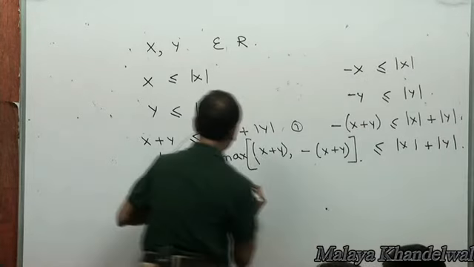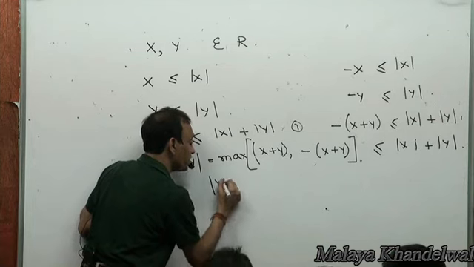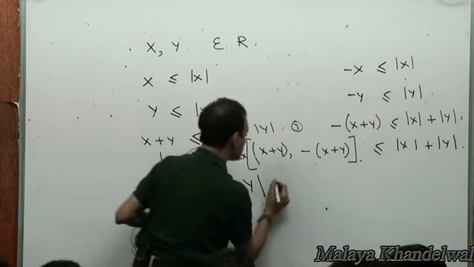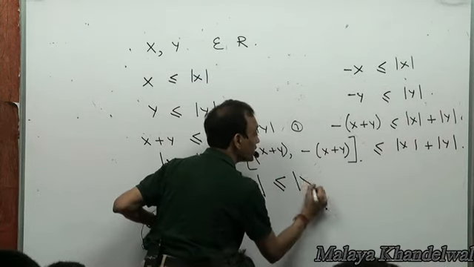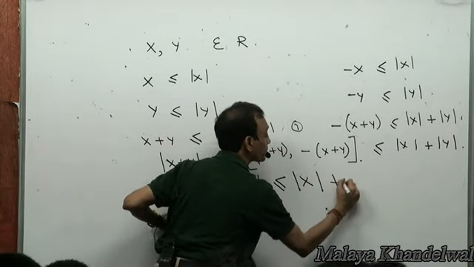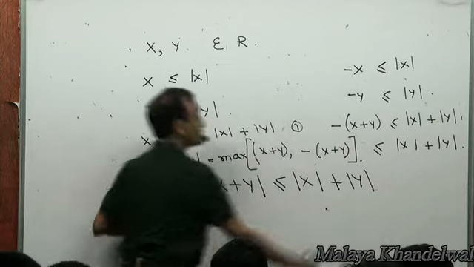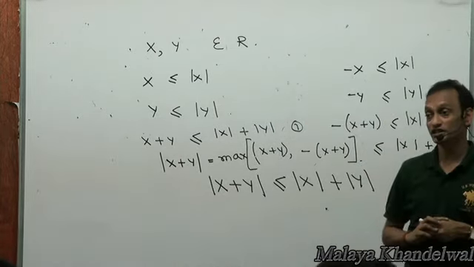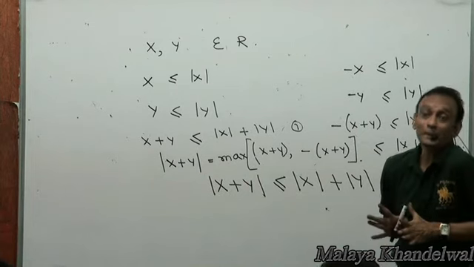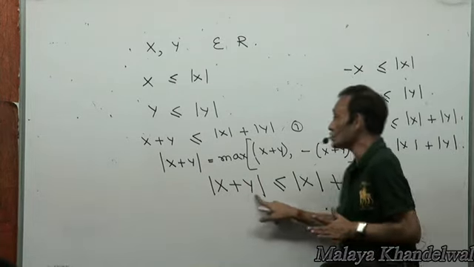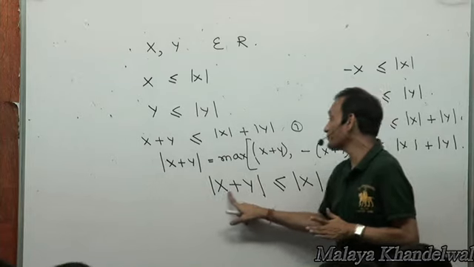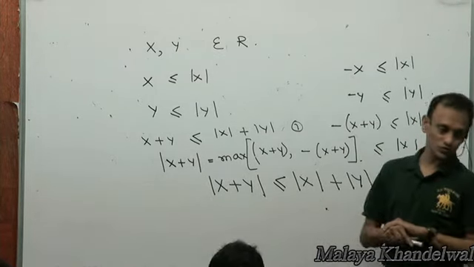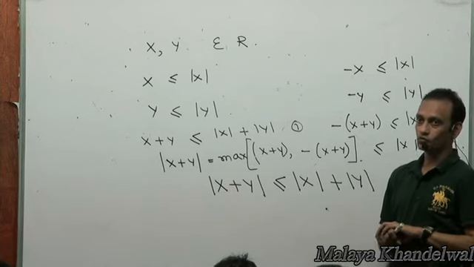Which means we come to a very pertinent inequality: mod of x plus y is less than or equal to mod x plus mod y, which is called the triangle inequality. This is true in complex numbers also. If z1 and z2 are two complex numbers, mod of z1 plus z2 will be less than or equal to mod z1 plus mod z2. Right?